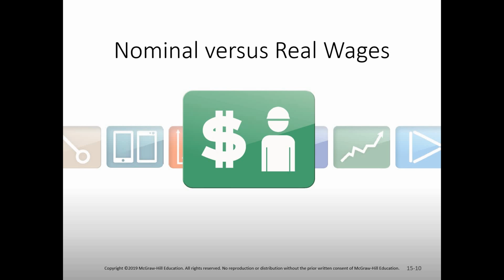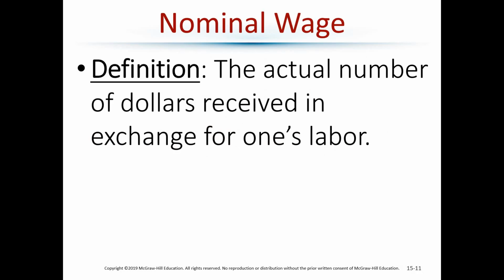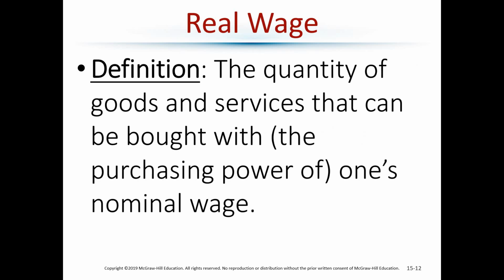Which one should you really care about? The real part, right? What can you buy in real terms? All right, so the nominal wage is the actual number of dollars received in exchange for one's labor, right? Real wage is a quantity of goods and services that can be bought, or another way that you've heard it told is purchasing power, one's nominal wage, right? So, what we do is we set kind of a basket of goods that the normal urban consumer buys, right?